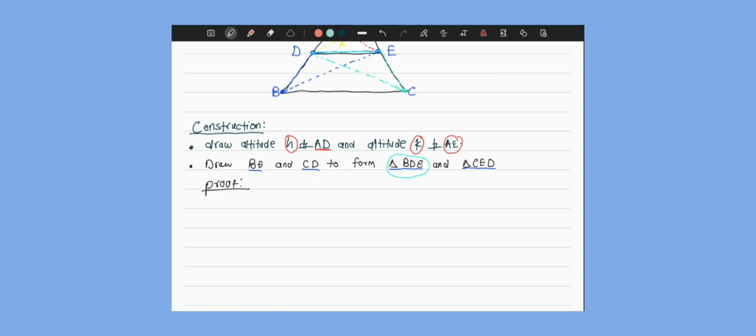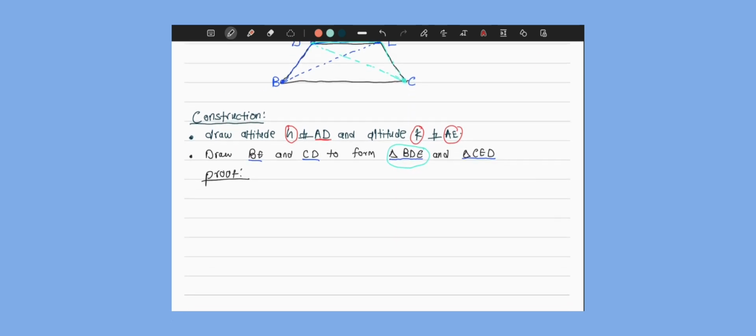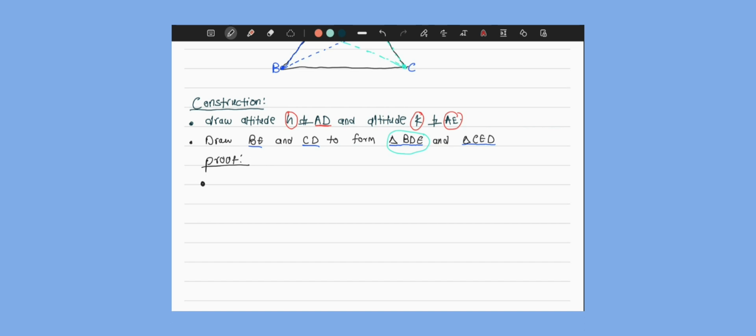To prove this thing, what you need to do now is select the triangles that you're going to use. As the first point, I'm going to use the area of the triangle ADE, and divide it by the area of the triangle BDE. Right, I'm going to do that.